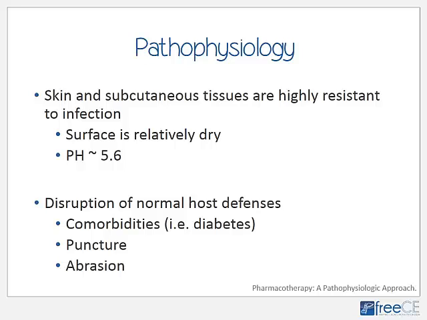Typically, what happens is that there's a disruption of the normal host defenses when you see the development of cellulitis or an SSTI. This could be secondary to comorbidities such as diabetes, or it could be a result of a puncture or an abrasion that disrupts the normal host surface and allows for the development of an infection. Ultimately, the nature and the severity are really dependent on the microorganism as well as the place that the infection is occurring. And we've talked about how to classify the infection based on severity in our previous couple of slides.